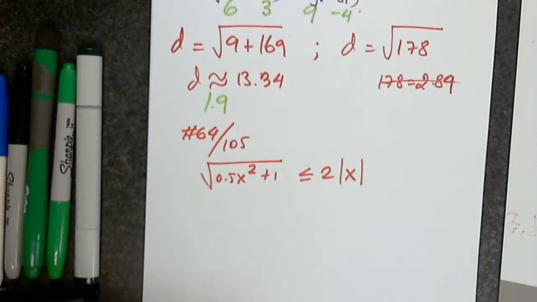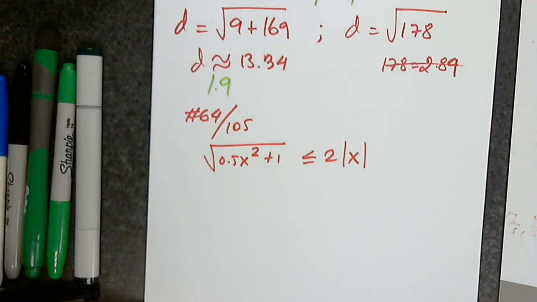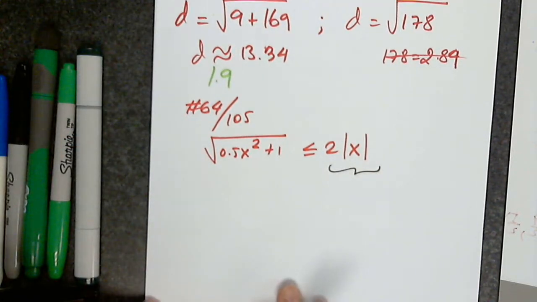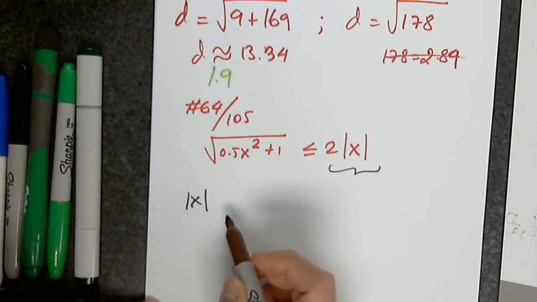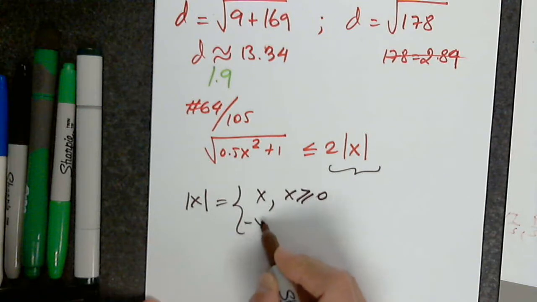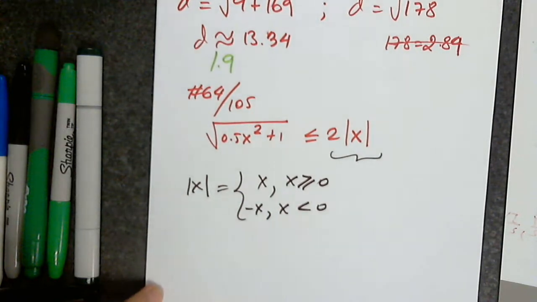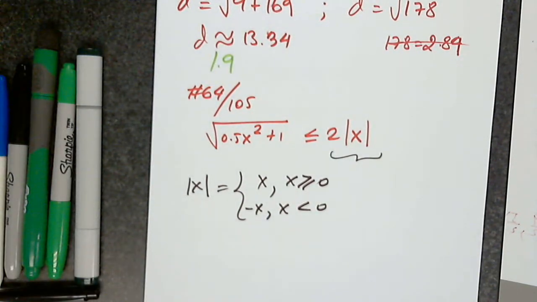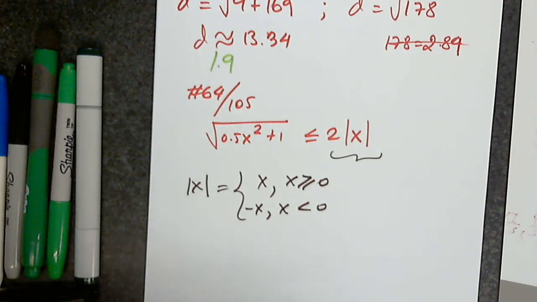Okay. This particular problem has to start with some algebraic work on our part, because it's basically two different things because of the absolute value. When the absolute value of x equals x, and when the absolute value of x equals negative x. So two different situations.